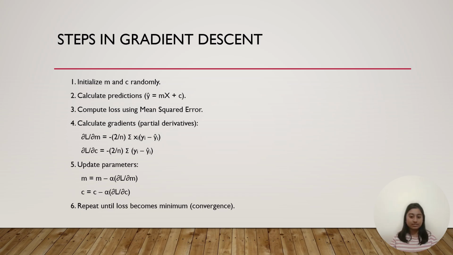Step 6, we repeat this process again and again until the loss stops reducing. That means we have reached the best possible fit. So each iteration makes our line more accurate and reduces overall error.